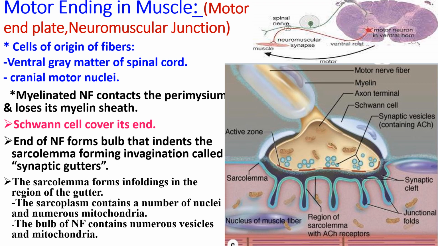What are the cells of origin of fibers of these endings? It is either in the ventral gray matter of the spinal cord, as you can see in the image in the upper part, the red colored neuron in the anterior horn of the spinal cord, or ventral gray matter of the spinal cord. Or it can be in cranial motor nuclei.